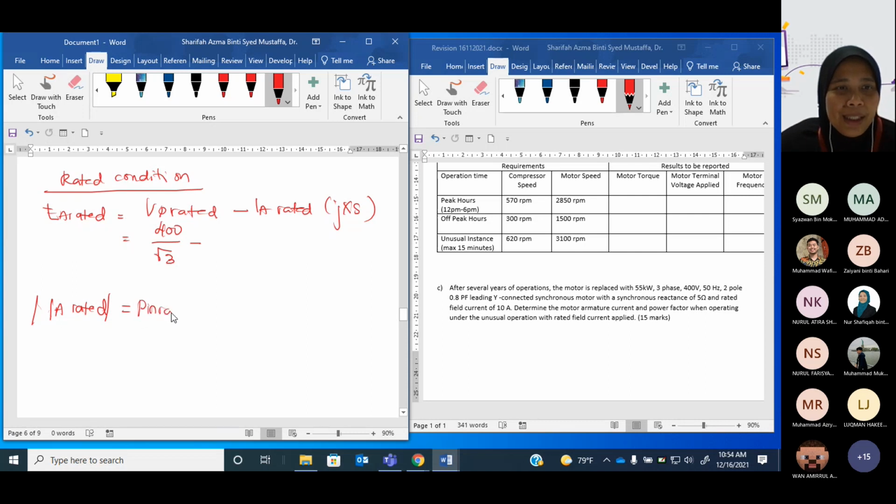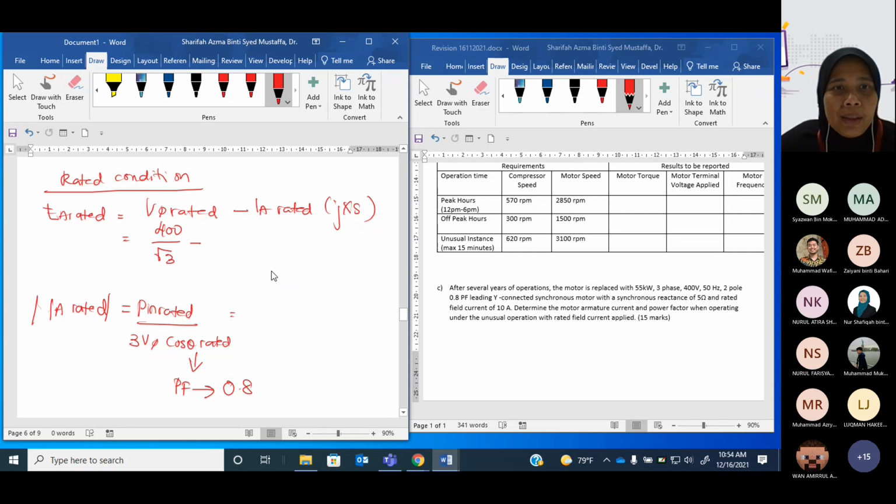Pernah dapat ni, P in rated equal to apa? EV phase rated cos theta, 3V phase rated cos theta rated. Okay, what is this cos theta rated? This is your power factor, kan? So power factor mana? 0.8. Yes, kat sini lah baru 0.8 datang. So we use 0.8. So in this case, what is the value of P in?